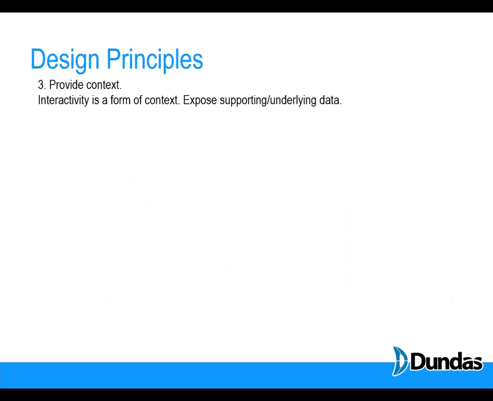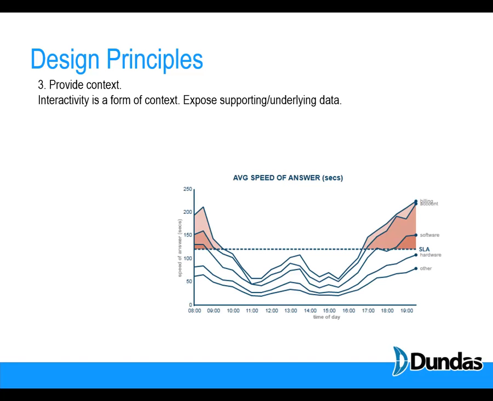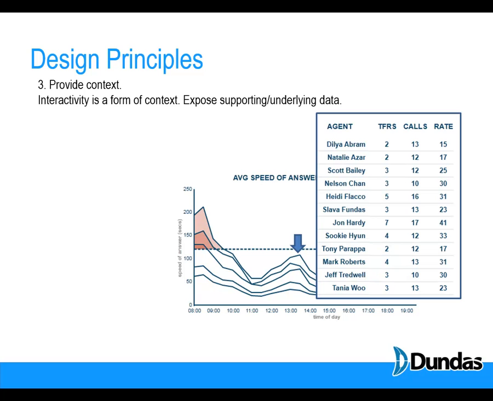I tend to put interactivity, so clicking on the dashboard and changing the view, in the category of context. It's a way to support the decision making based on that individual metric with some supporting or underlying data. So as an example, I've got a line chart. Maybe I've configured it so the user can click on a single data point and get a pop-up with a bit of detail about what's contributing to that data point. So put interactivity in the category of context.